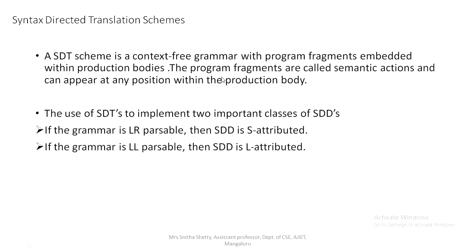Here, the given grammar contains a set of productions, and for each production we are writing the semantic rule, or I can call it a semantic action. So for each production we are writing the semantic action. The program fragments are called semantic actions and they can appear at any position within the production body.